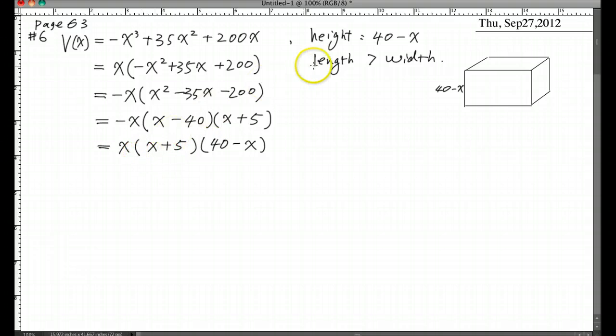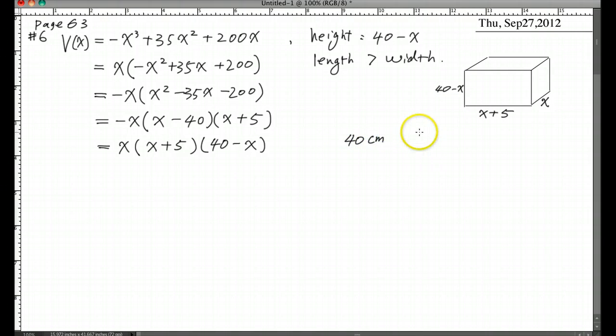Now it's clear we have x and x plus 5 as the length and the width, and because it says the length is greater than the width, we must have x as the width and x plus 5 as the length. And why did we get 40 minus x as the height? The question must be that the three dimensions, length, width, height, added together equal 40.